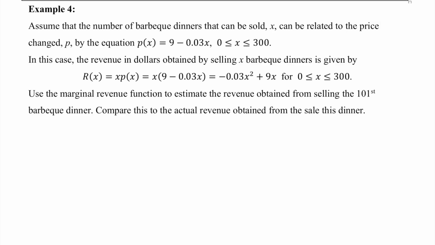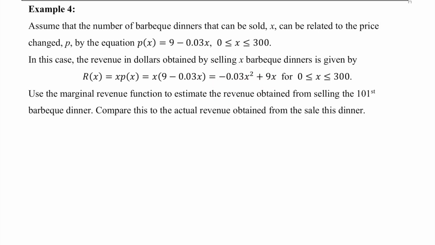Next, the problem gives us the revenue function. It says that the revenue obtained from selling X barbecue dinners is R of X equals X times P of X. And since P of X equals 9 minus 0.03X, we can write R of X equals X times 9 minus 0.03X. And when we distribute the X, we get negative 0.03X squared plus 9X. So this function gives the total revenue when X dinners are sold.